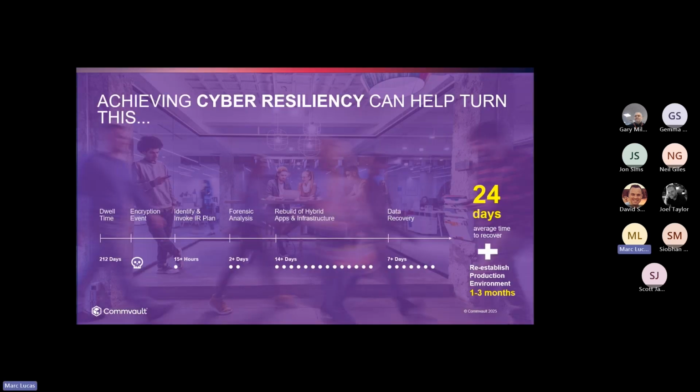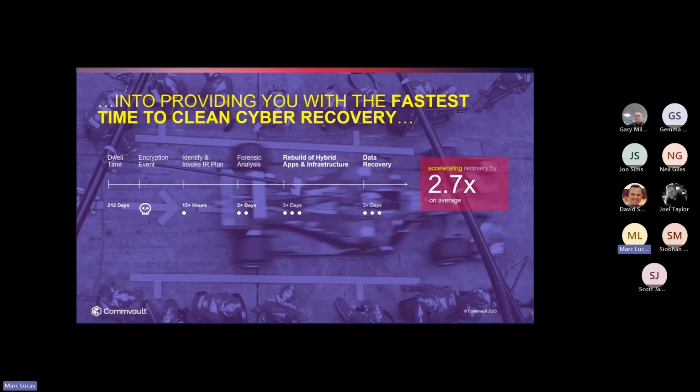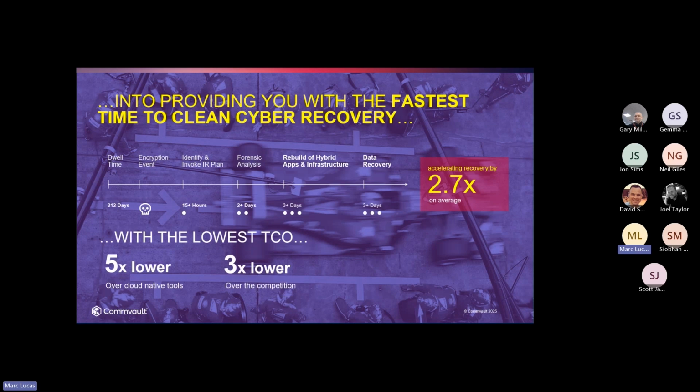So next steps, it's getting your customers to move away from this nightmare. And again, M&S were almost twice the average, to this, really rapidly recovering their data after they've had a cyber attack, and with the lowest TCO, 5x lower than cloud native backup tools and 3x lower than the competition as well.